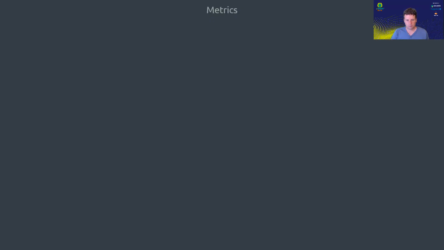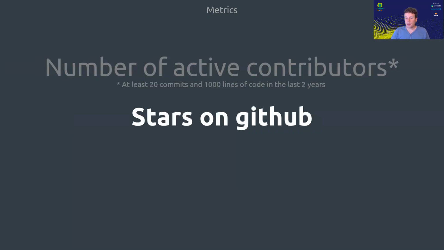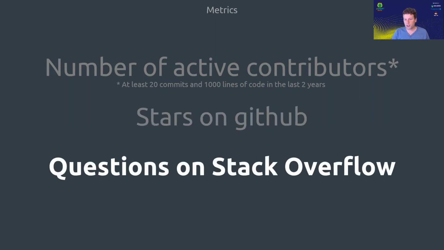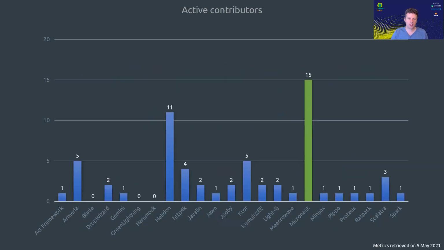So I skipped that. What metrics did I then come up with? Well, first of all, there's the number of active contributors. How many people are actively contributing to the framework? I took a rather arbitrary stance on that by saying, okay, what's an active contributor? That's someone who made 20 commits or more over the last 2 years and touched 1,000 lines of code or more. It's completely arbitrary, but you have to get some number somewhere. Then I also had a look at the number of stars on GitHub, the number of questions on Stack Overflow, and the number of followers on Stack Overflow, so the people who follow a tag belonging to a framework there.